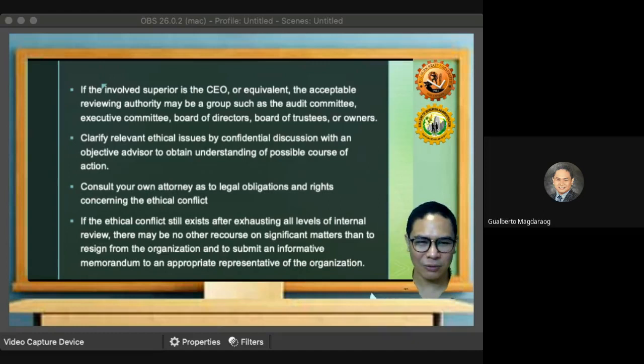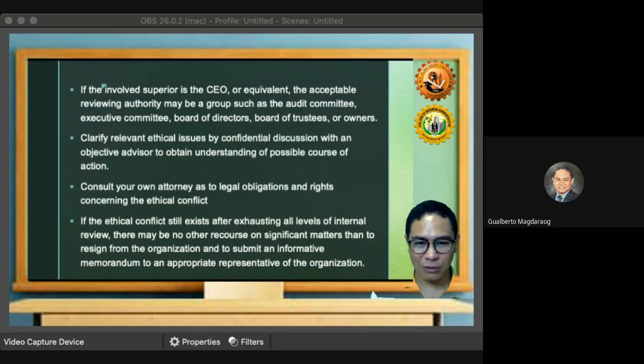Okay? And then, clarify the relevant ethical issues by confidential discussion with an objective advisor to obtain an understanding of possible course of action. So, I know sa discussion natin, it seems like that easy, but in actual, it's not easy, you know, kasi president yung alam mong involved. Eh, sinong ka ba? Management accountant, nasa ilalim nga yung position mo. So, for you to feel relieved or sure of what your next step will be, you can talk to someone na objective. An advisor, maybe a lawyer.